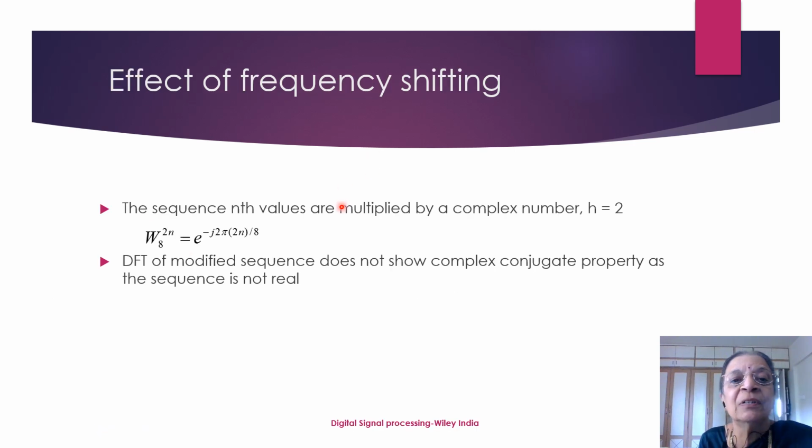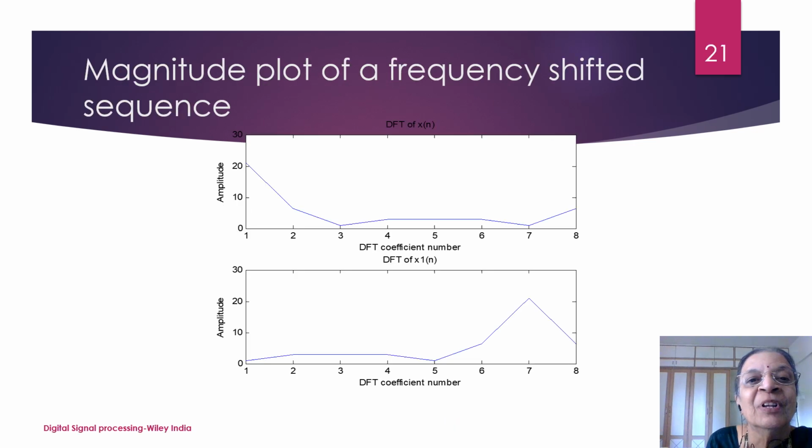Now what is the effect of frequency shifting? The sequence's nth values are multiplied by a complex number. If h is equal to 2, suppose we are considering the shift in the DFT domain by 2 samples, then the nth sample values will be multiplied by e raised to minus j 2 pi into 2n divided by 8, so W_8 raised to 2n. The DFT of the modified sequence does not show the complex conjugate property as the sequence is not real. This is important. Here is the magnitude plot of the frequency shifted sequence.